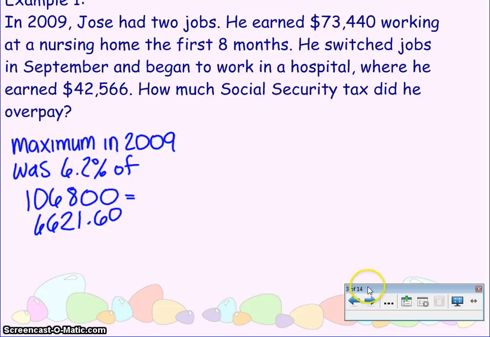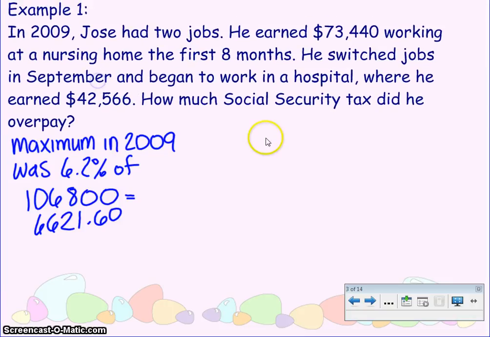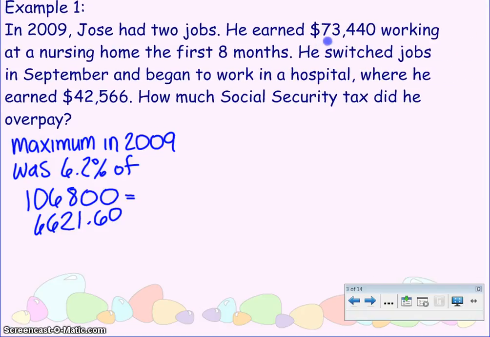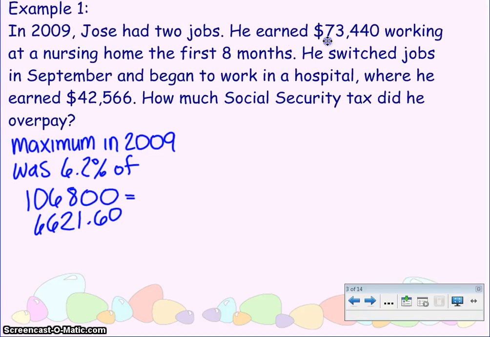All right, for example 1, it says here that in 2009, Jose had 2 jobs. He earned $73,440 working at a nursing home in the first 8 months. He switched jobs in September and began to work at a hospital where he earned $42,566. How much Social Security tax did he overpay?